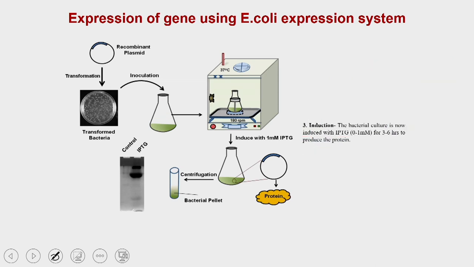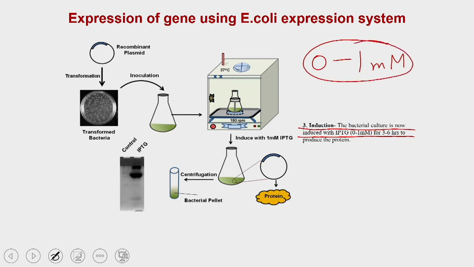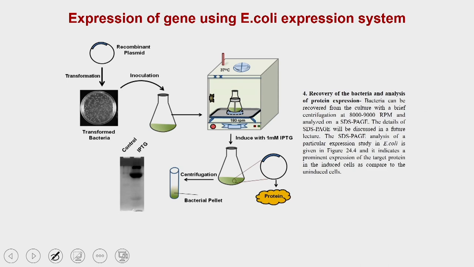Now, in the third step, you will do the induction. You take out the bacterial culture and add IPTG, mostly people use 0 to 1 millimolar IPTG, and then you put it back into the incubator at 37 degrees with 180 rpm. You can optimize the IPTG concentration as well as the time of induction. Mostly people use 3 to 6 hours of induction, but this can be optimized for longer periods too. Once you do the induction, the protein will start being produced in these bacteria.